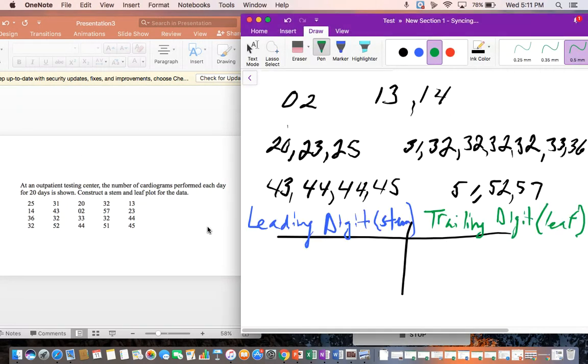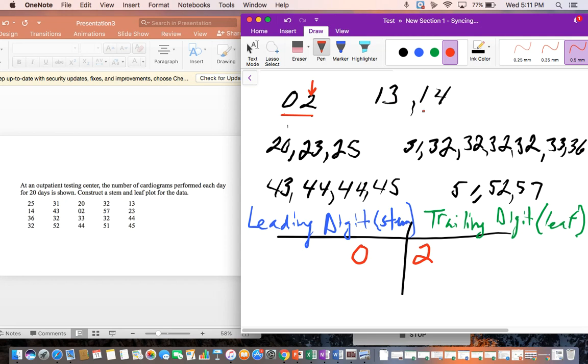All right, so the next thing we do is create this little table where the left side is our leading digit, or our stem, and the right side is our trailing digit, or leaf. So what we do first is go through our leading digits. The leading digit for this number is 0, so the first row will be 0. And then the trailing digit is the second digit that we have, so the trailing digit is 2. That way when we look at this, we can see that this is 0, 2, or 2.